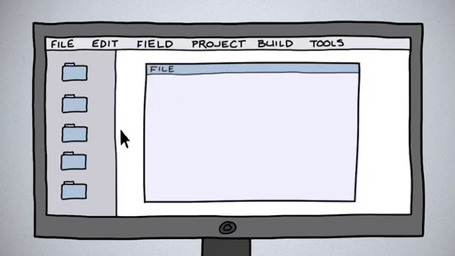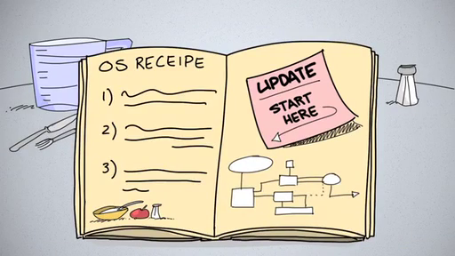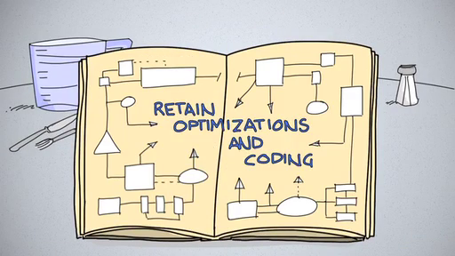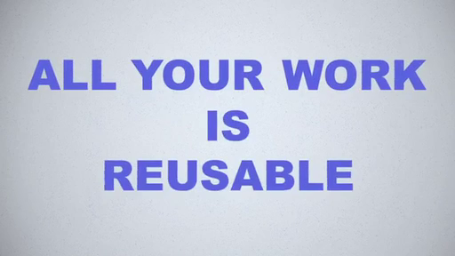You also don't have to redo everything when you move on to a new project because Yocto gives you an updated recipe to create a new OS for the next device. And best of all, you can retain your optimizations and coding if you want to switch to a commercial Linux vendor. Basically, all your work is reusable.